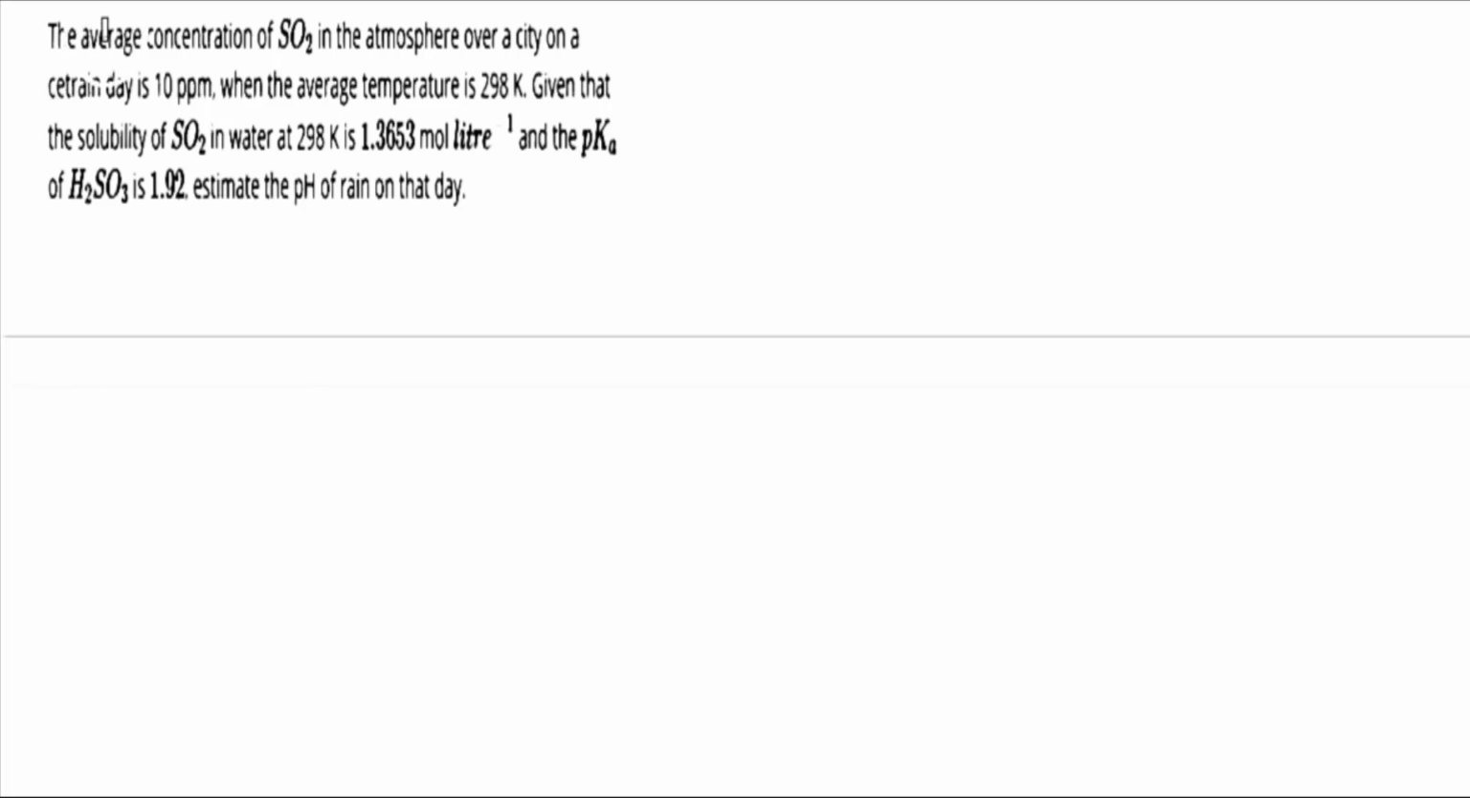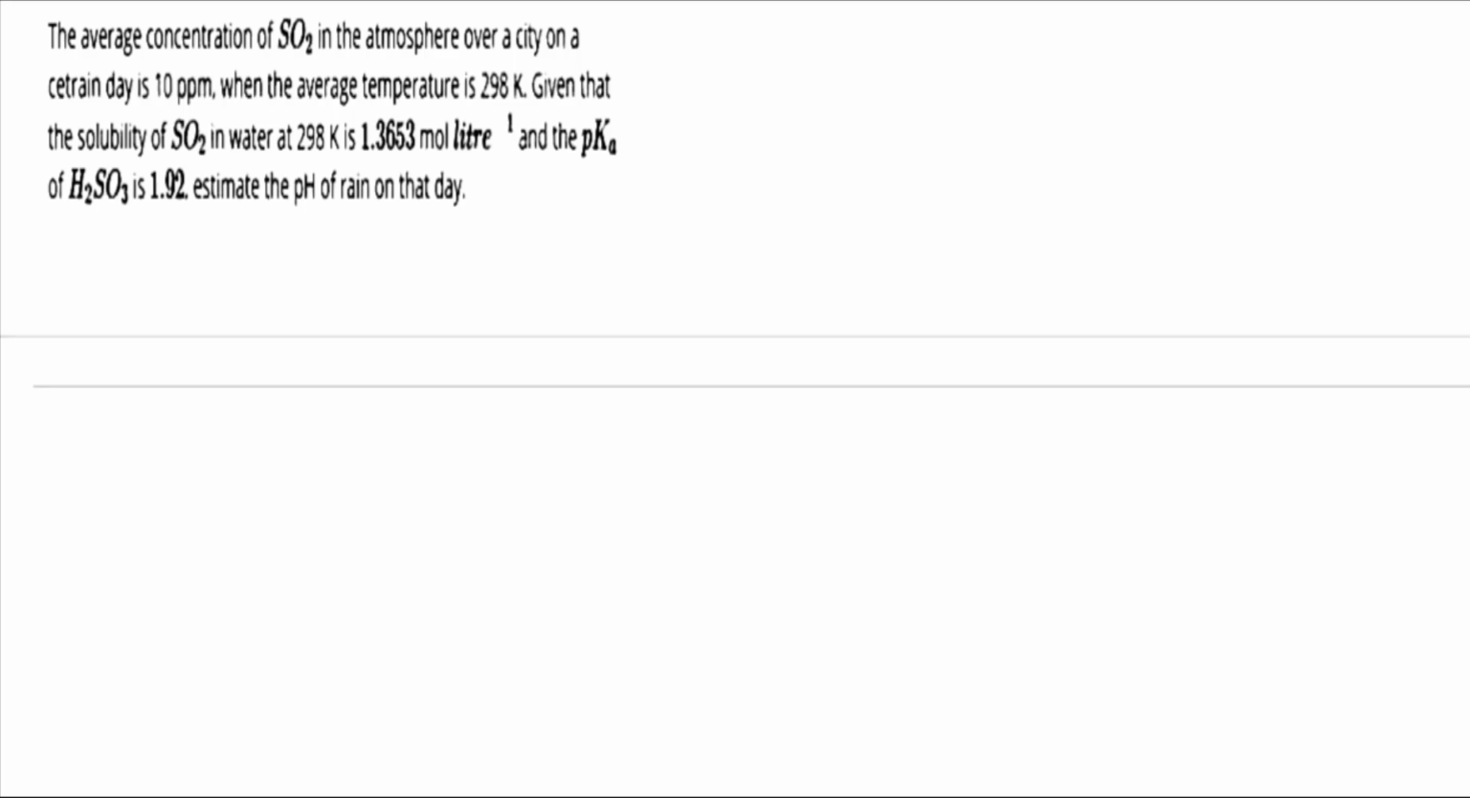In this question, it is telling that the average concentration of SO2 in the atmosphere over a city on a certain day is 10 ppm, that is parts per million, when the average temperature is 298 Kelvin. And it is given that the solubility of SO2 in water is 1.3653 mole per liter, and the pKa value of H2SO3 is 1.92. We have to estimate the pH of rain on that day.